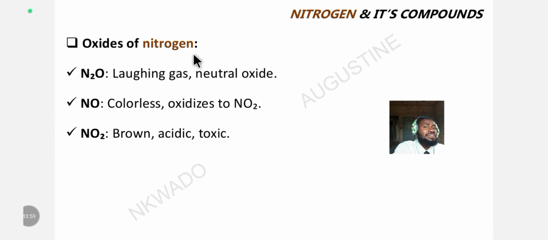Let's look at the oxides of nitrogen. The oxides of nitrogen include nitrogen 1 oxide, which is also called the laughing gas. It is a neutral oxide. Look at another one, nitrogen 2 oxide.